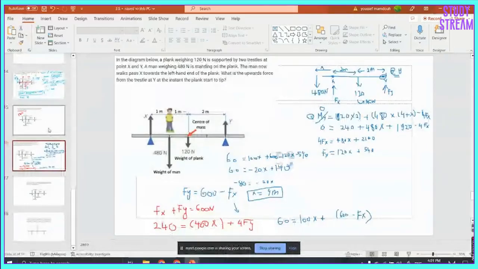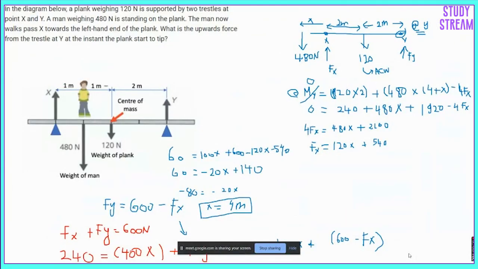Yesterday we were doing this question with the person standing on the plank, and if you still remember, the person moved from the center here, he moved to the left of the plank somewhere after x, somewhere on the left hand side of the plank. And then we were trying to first find the upward force at y. So we need to solve it using two simultaneous equations, and then substitute one into the other.